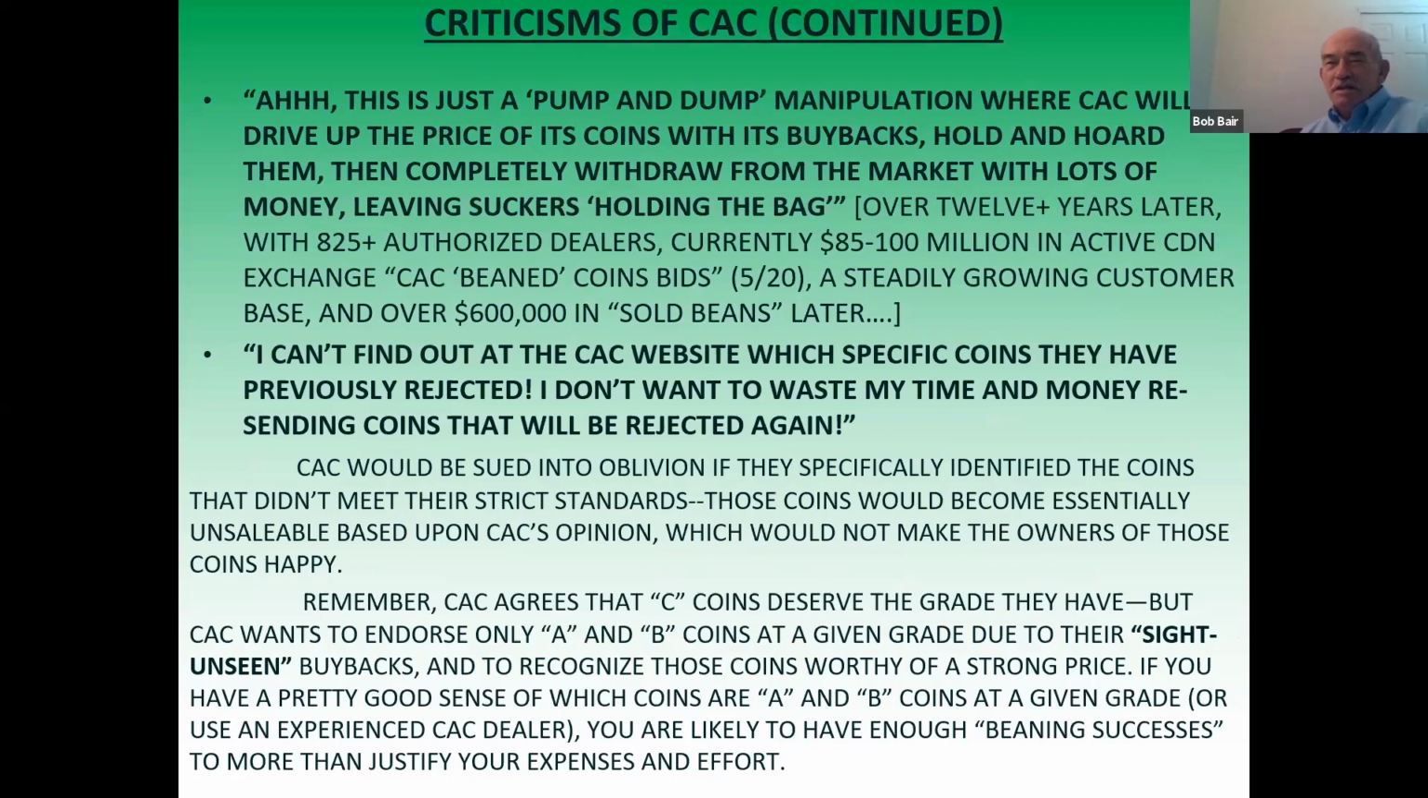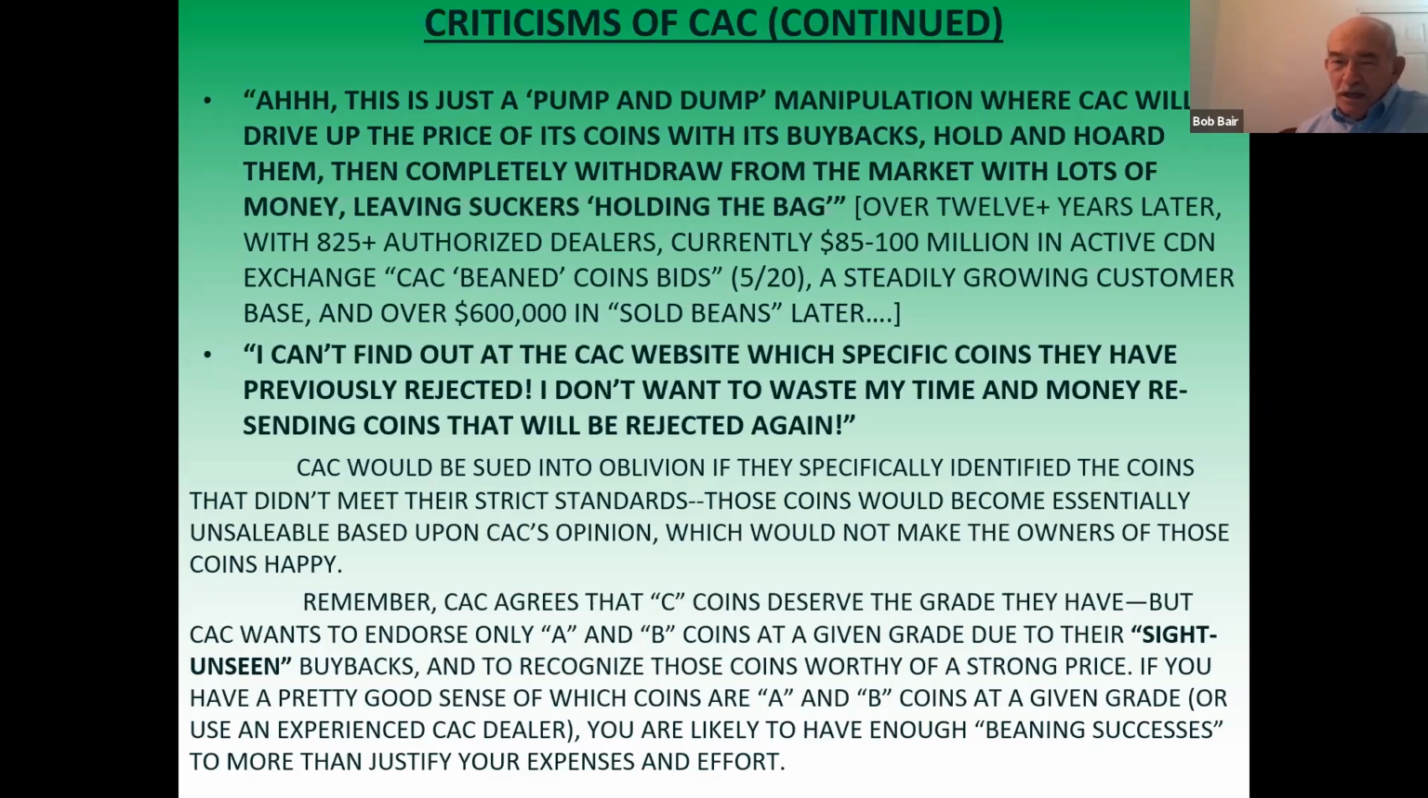"This is just a pump and dump manipulation where CAC will drive up the price of its coins with its buybacks, hold and hoard them, then completely withdraw from the market with lots of money, leaving suckers holding the bag." Well, geez, it's been over 12 years now. There are 825 plus authorized dealers, 85 to 100 million in CD and Exchange CAC bean coin bids as of May, a steadily growing customer base. I need three more zeros on that. I didn't catch that typo. And over 600 million, not 600,000, 600 million in sold beans later. So when are they going to be pumping and dumping? They've come a long way.